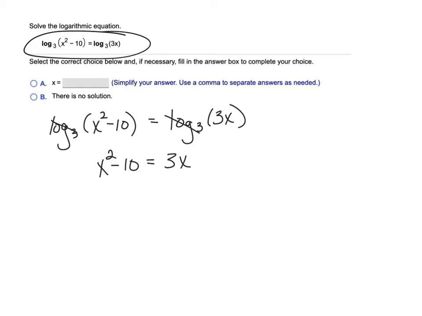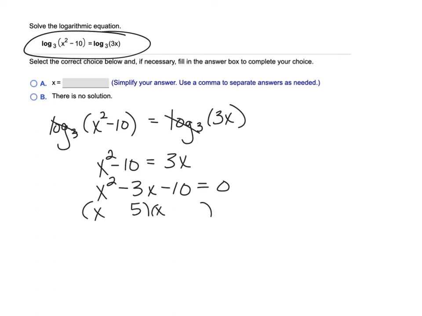And then this leaves just a basic quadratic for you to solve. So remember, when solving quadratics, let's bring everything to one side. Let me bring 3x to the left side. I've got to subtract it, leaving 0 on the right side. And let's see, it should factor.